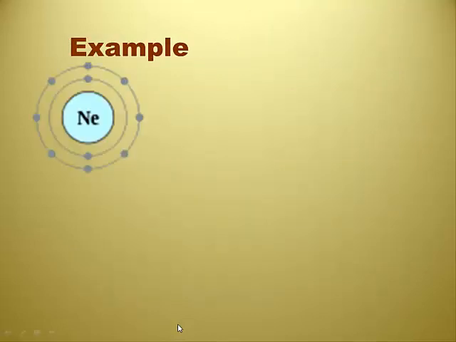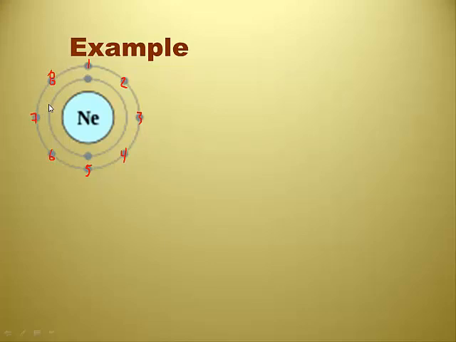All right. So, for example, here we can see neon. You take a look at the drawing here. We have 1, 2, 3, 4, 5, 6, 7, 8 valence electrons. So it's already at the octet rule.